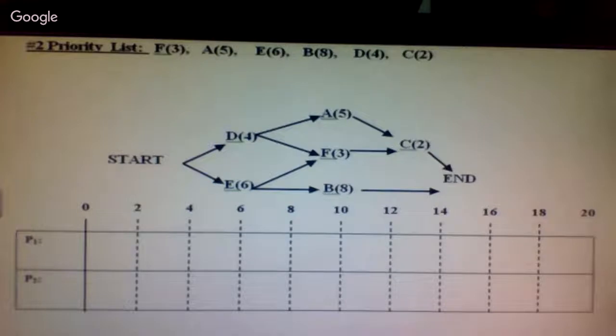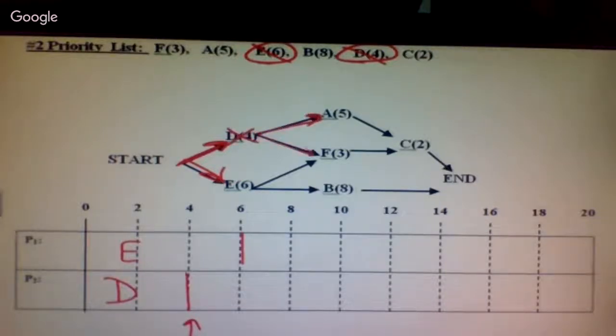Your stomach's growling? Okay. What tasks are ready from the start in this one? E and D. E and D. What gets scheduled first? E gets scheduled first. That takes me to 6. D gets scheduled second. That takes me to 4. So both processors are working until I get to 4. Now I'm done with D.